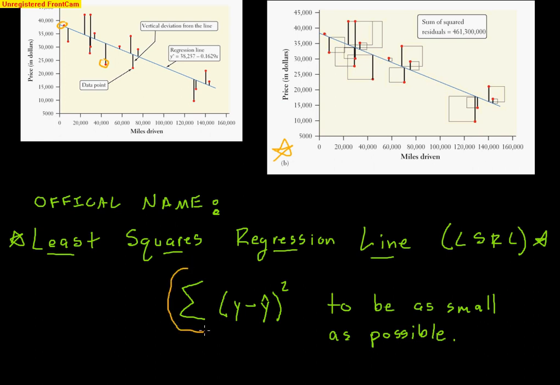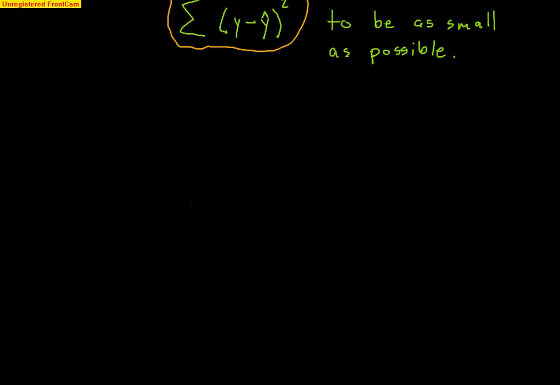And that's what this is right here. That little symbol is the summation. We want the summation of the squared residuals to be as small as possible. That's where it gets the name least squares regression line, because we want the sum of the squared residuals to be as least, or as small, as possible, right? So if you think about it, this makes complete sense.